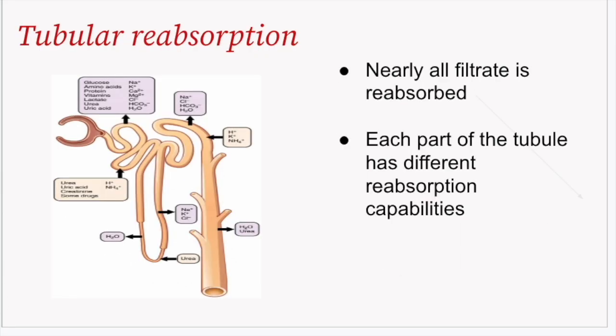And the next thing we're going to talk about is tubular reabsorption. So in the glomerular capsule, we've just created this filtrate, but that filtrate is going to go into the tubule and travel throughout. But just after it gets into the tubule, nearly all that filtrate is reabsorbed, and that means going from the tubule to the capillaries that are surrounding the tubule. Okay? And each part of the tubule is able to move different substances.